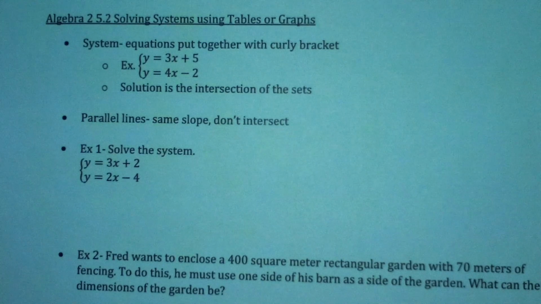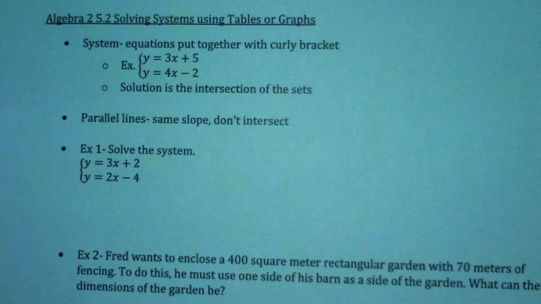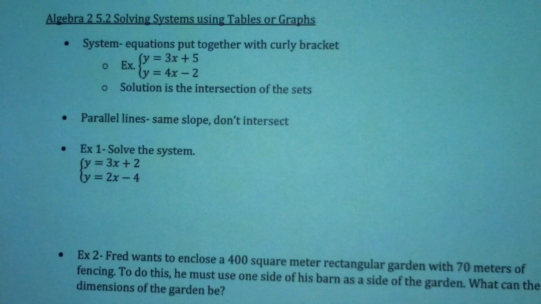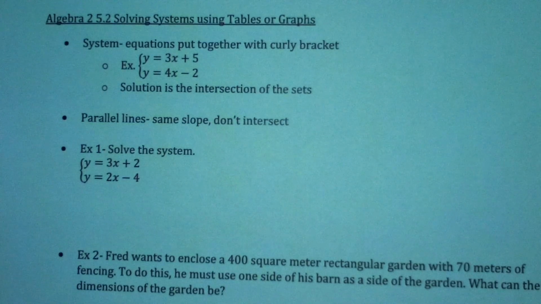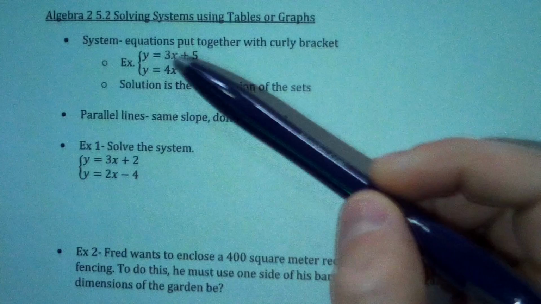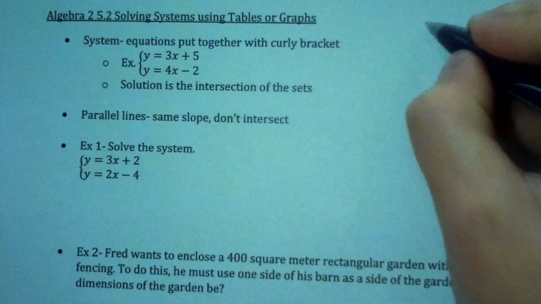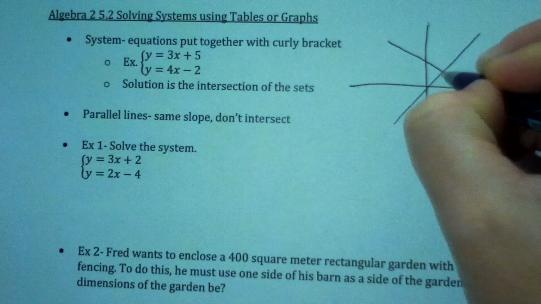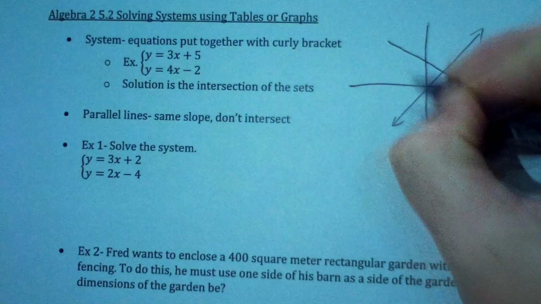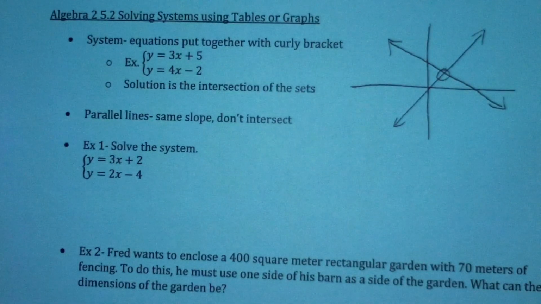Basically, in general, a system is a set of different equations where you're looking for their intersection. A lot of times there's just two equations. So if we had y equals whatever, you could just graph those two equations, and the solution is where those two lines cross each other. You might have situations like that.